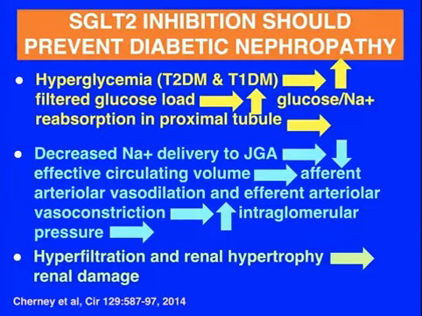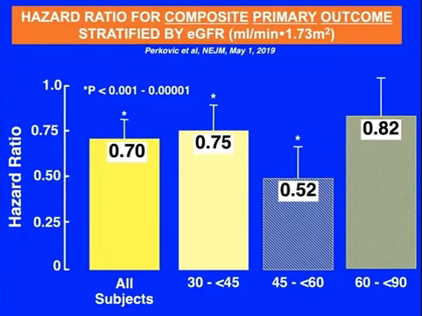Okay, let's see. If we now look at the hazard ratios stratified first by all subjects, the hazard ratio for the primary endpoint, which is a combined cardiovascular renal endpoint, is 0.70. But now let's look at this combined endpoint stratified by GFR. Whether you have a very low GFR, 30 to 45, 45 to 60, 60 to 90, you still get protection against cardiovascular events and renal disease.